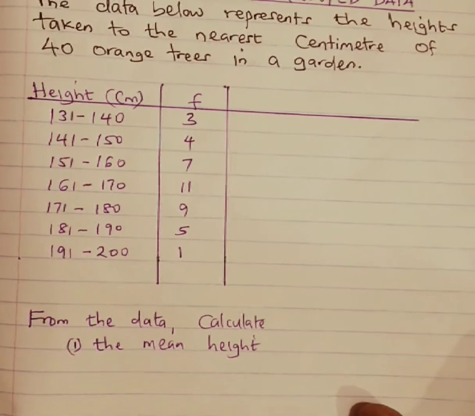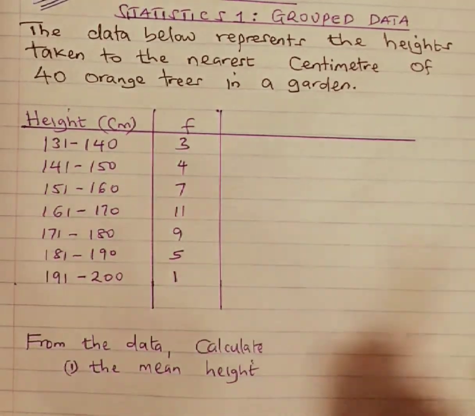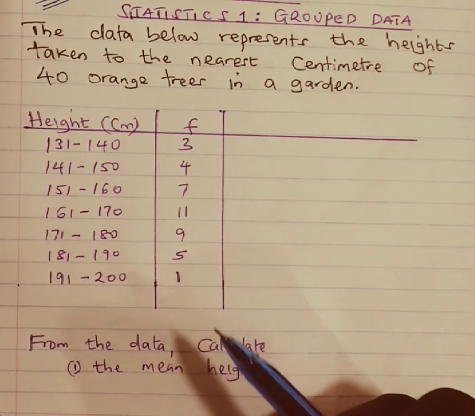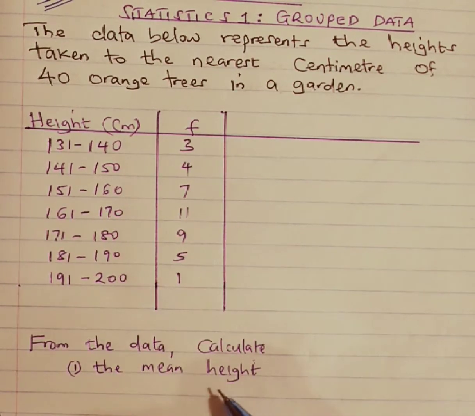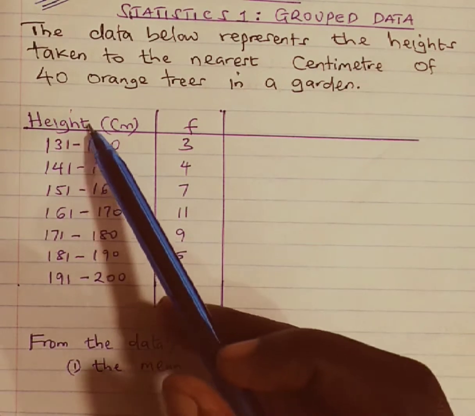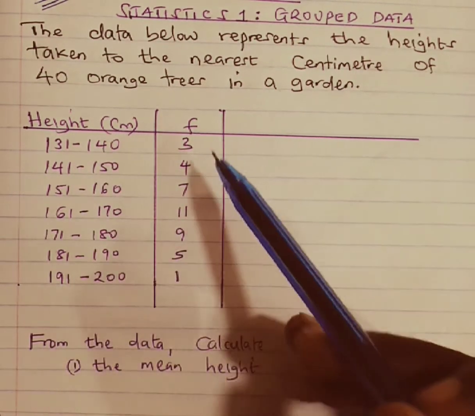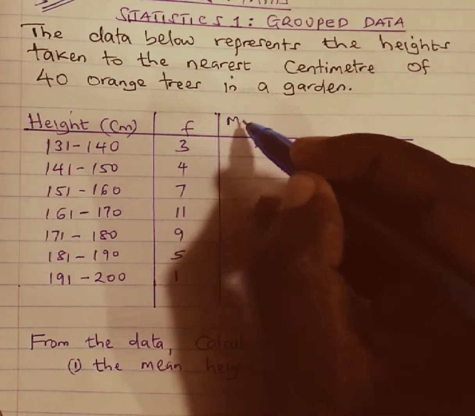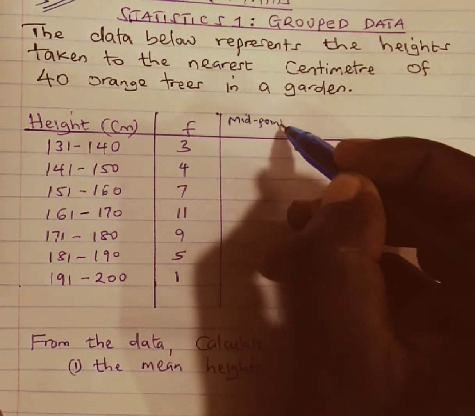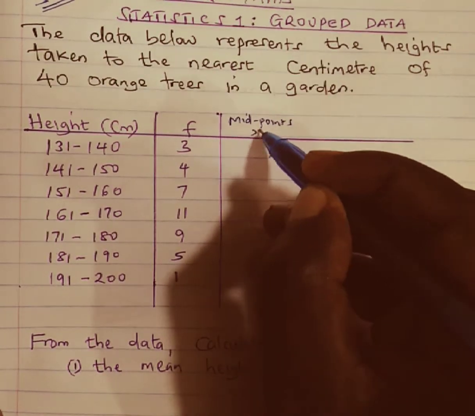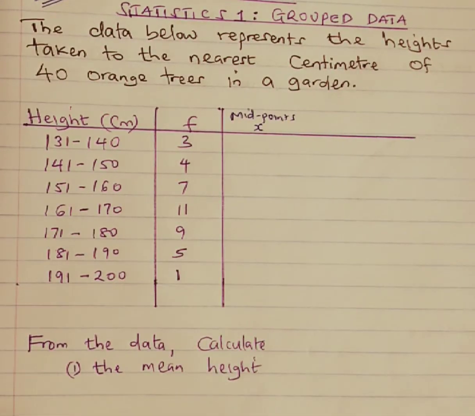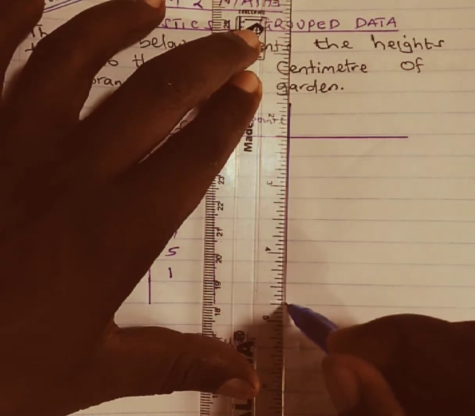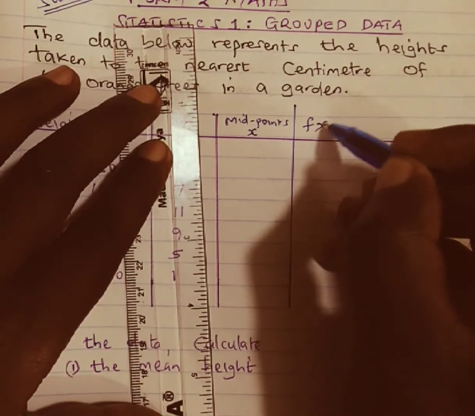So when you are given a question like this, you are supposed to modify this table or simply add a few columns which will enable you to calculate the mean. So we have the range of the heights, then we have the frequency. From there now we need another column for the midpoints, which are denoted by X. Then of course we need another column for Fx.